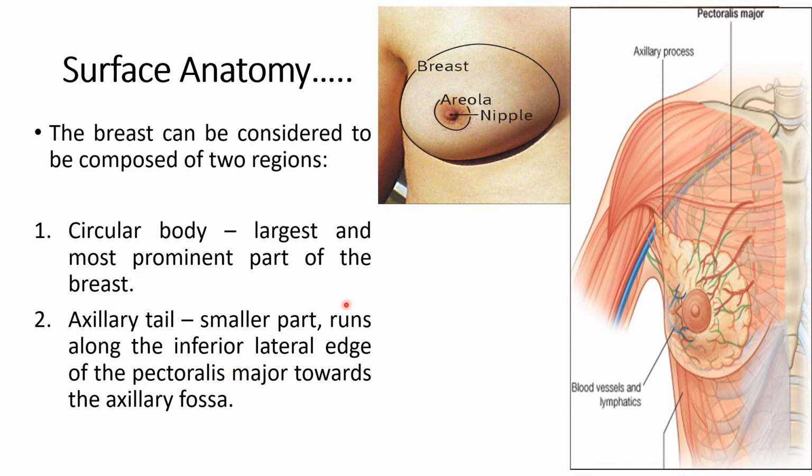In this image, you can see the horizontal extension of breast tissue. It extends from the lateral border of the sternum till here, and to the mid-axillary line. Then it has a circular body and an axillary tail. This is the axillary tail, a smaller part that extends to the axillary fossa of the pectoralis major muscle.